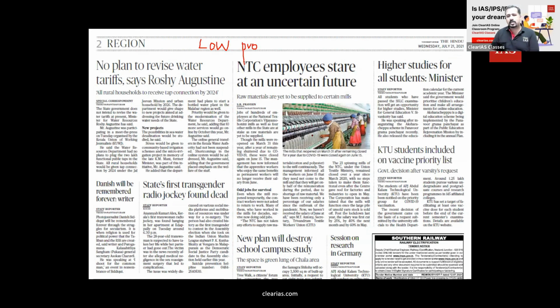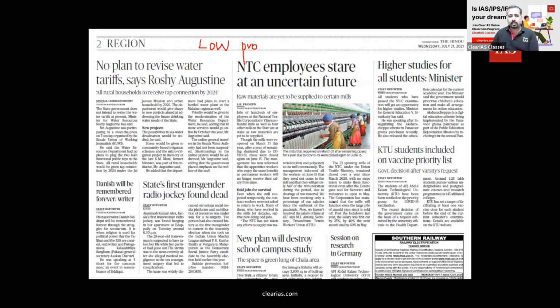This is low priority because this is a regional page, and UPSC is a central agency. Since UPSC is a central agency, questions will not come from local news, and state news is also not important. Only central level, national level news are relevant for the UPSC civil services examination.